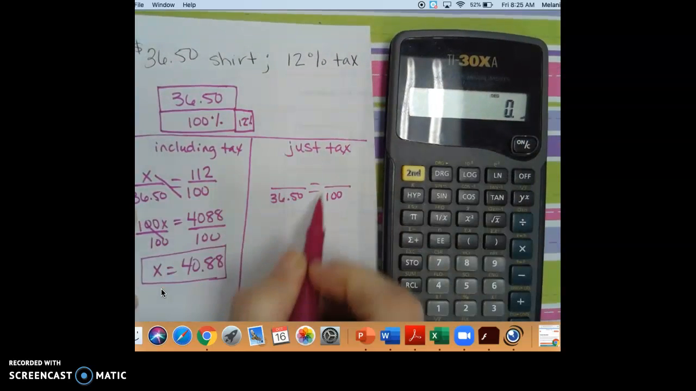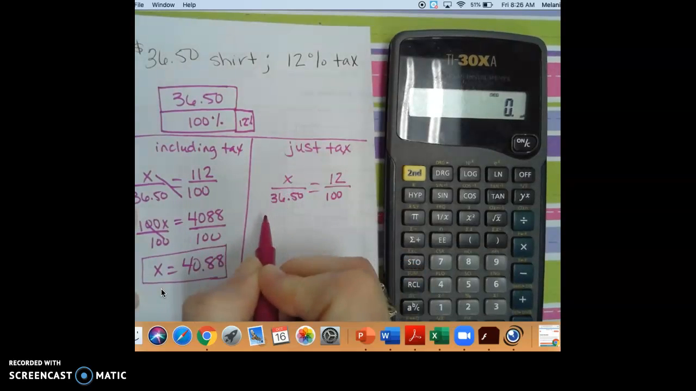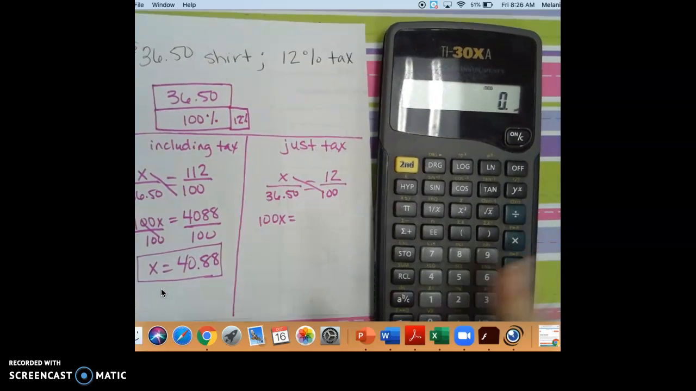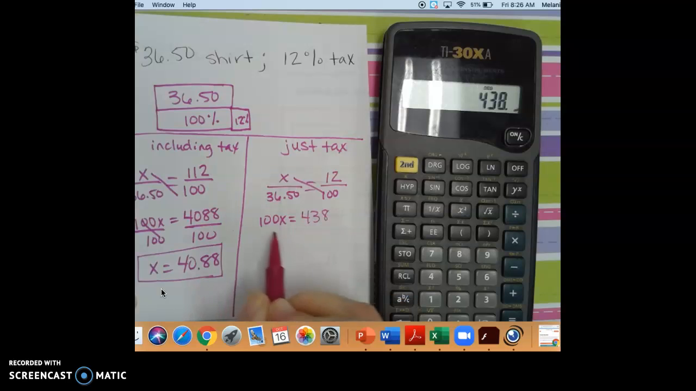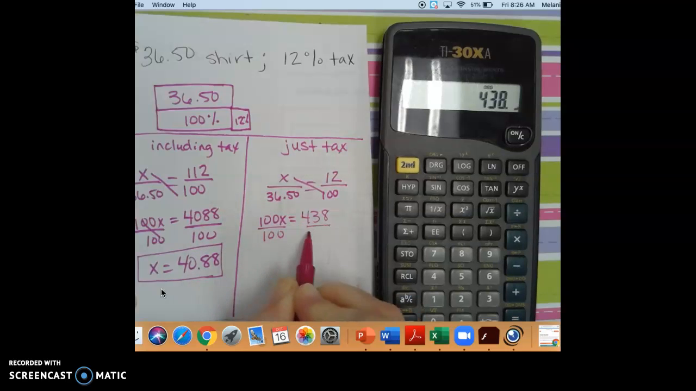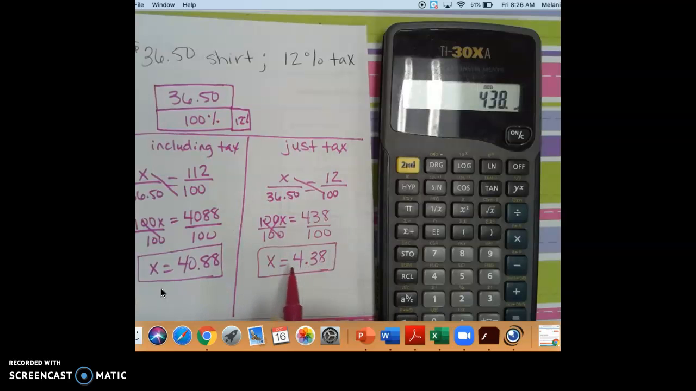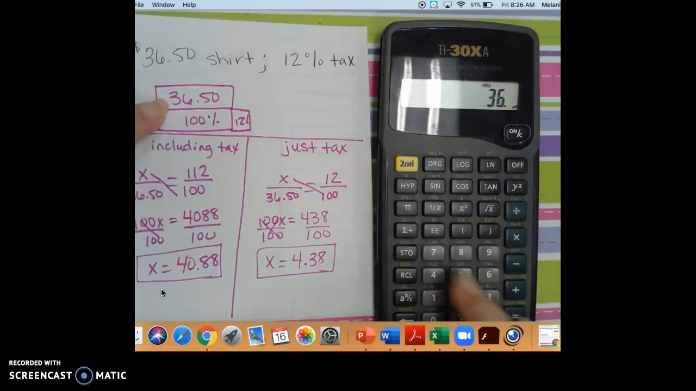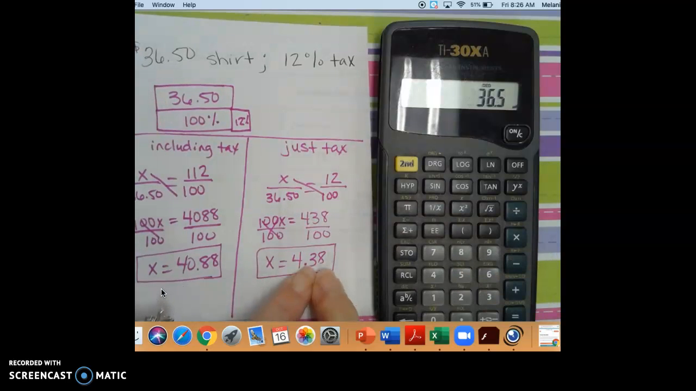But anyway, just tax. We've still got the price of the shirt, $36.50, and that's full price. That's 100%. So now just the tax: the tax is going to be 12 over X. So we've got 100X equals $36.50 times 12, and I get $438. And then we're going to divide by 100, and X is going to be $4.38. Again, that is just the amount of tax I pay. So just to prove that that's right, let's look at this, which is $36.50 plus the tax. And we should come up with this answer right here.